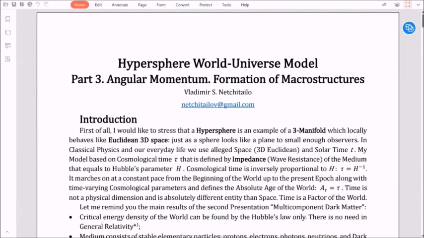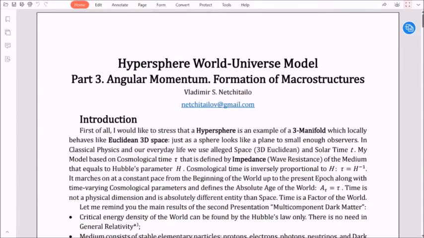First of all, I would like to stress that a hypersphere is an example of a three-manifold which locally behaves like Euclidean 3D space, just as a sphere looks like a plane to small enough observers. In classical physics and our everyday life, we use Euclidean 3D space and solar time t.